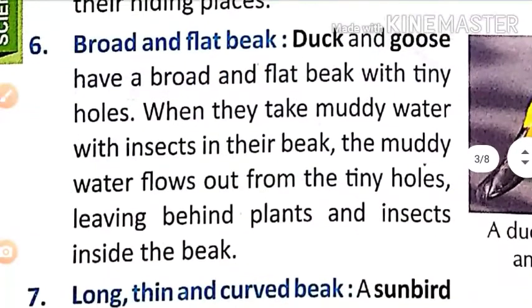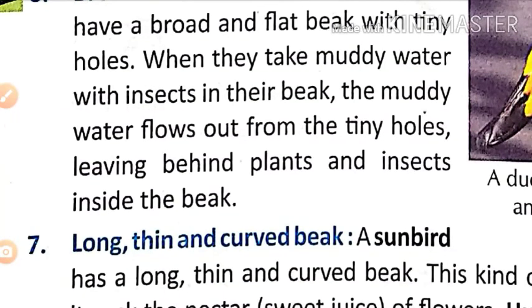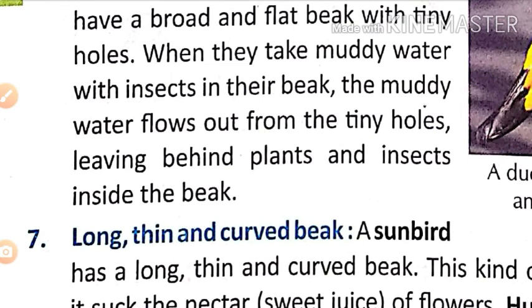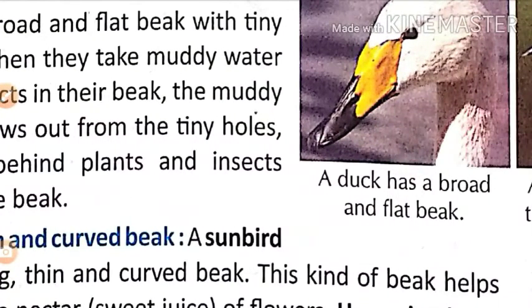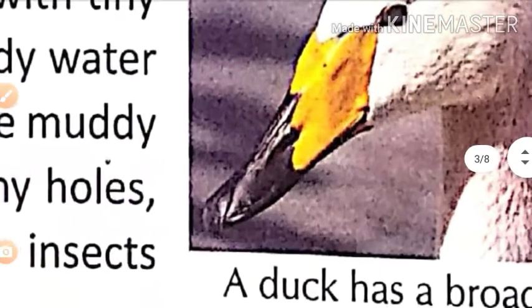Next, 6. Broad and flat beak. Duck, goose and swan have a broad and flat beak with tiny holes. When they take muddy water with insects in their beak, the muddy water flows out from the tiny holes, leaving behind the plants and insects inside the beak. See how nice a beak it has. Duck has this broad beak, but it has small holes.